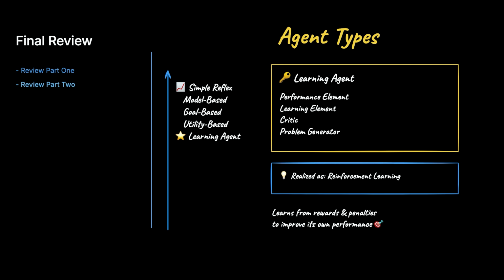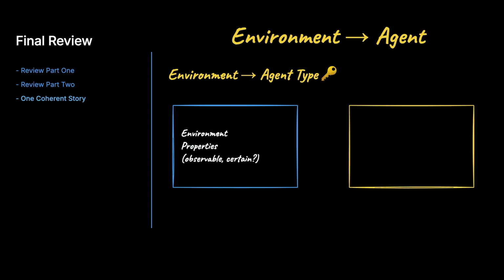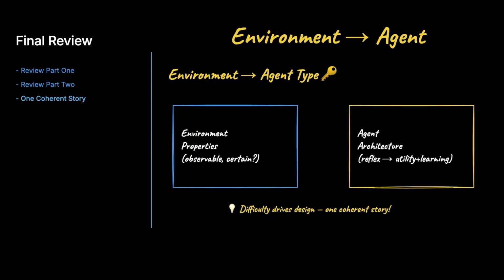That is a powerful picture. How do these pieces fit together? Beautifully. The environment properties tell you how hard a task is, and that difficulty tells you which agent architecture you need. A simple, fully observable world suits a reflex agent, while a messy, uncertain one demands utility and learning. Once you see that link, the module becomes one coherent story.